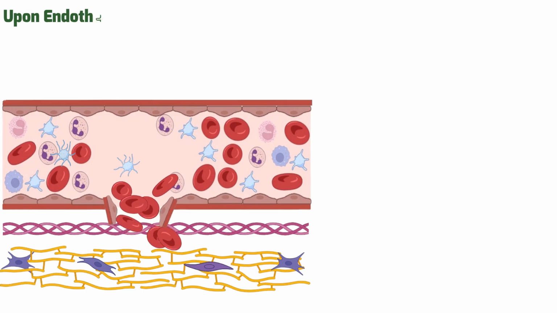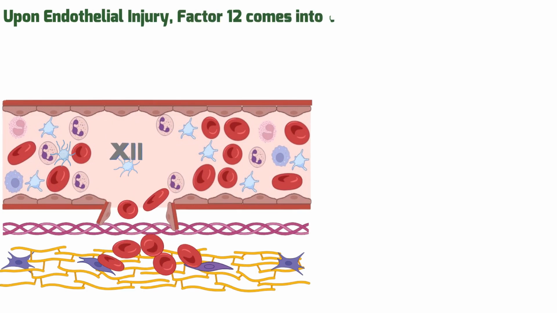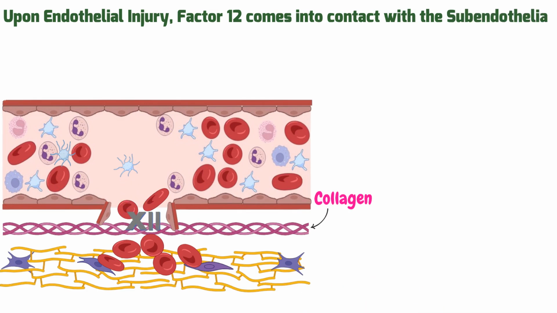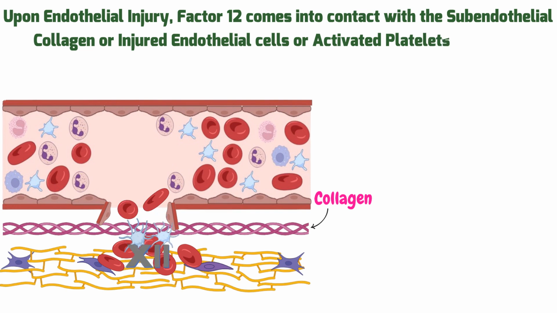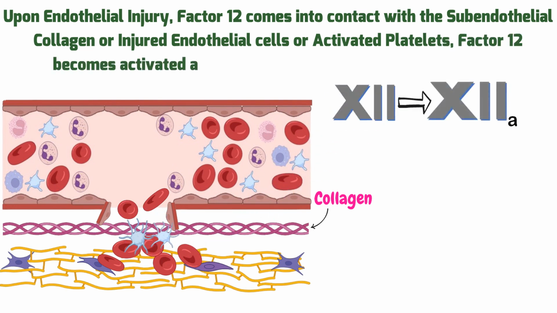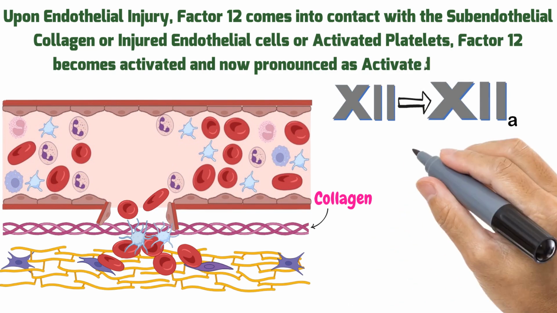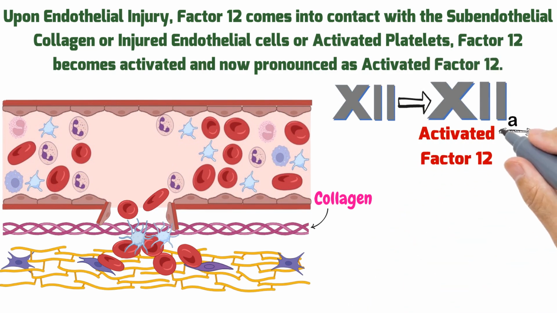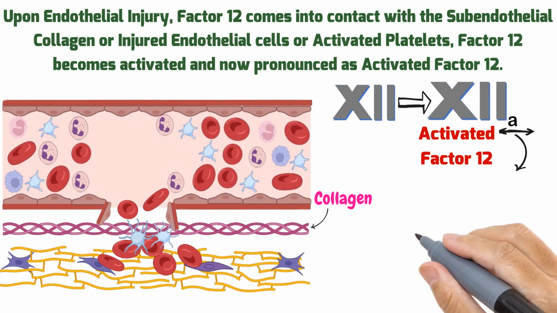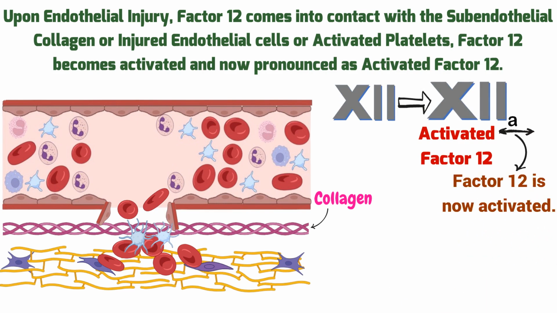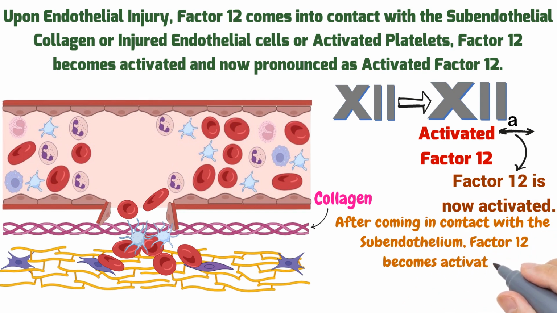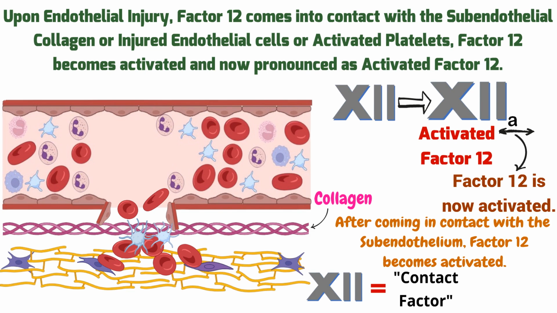Upon endothelial injury, Factor XII comes into contact with the subendothelial collagen, injured endothelial cells, or activated platelets. Factor XII becomes activated and is now pronounced as activated Factor XII, and this small a denotes that Factor XII is now activated. So after coming in contact with the subendothelium, Factor XII becomes activated. That's why Factor XII is known as contact factor, and it is also known as Hageman factor.